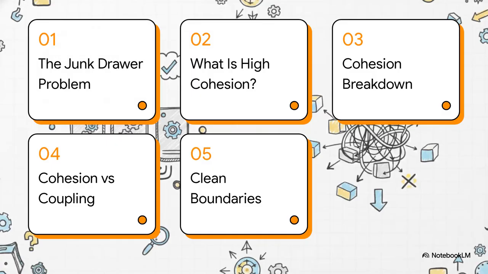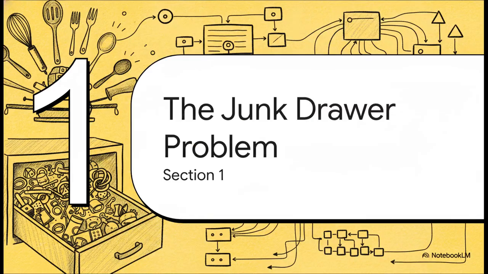Okay, let's take a quick look at our roadmap for today. We're going to cover: 1. The junk drawer problem. 2. What is high cohesion? 3. Seeing cohesion breakdown. 4. Balancing cohesion and coupling. And finally, number 5. Rules for clean boundaries. Let's jump right in. Section 1.